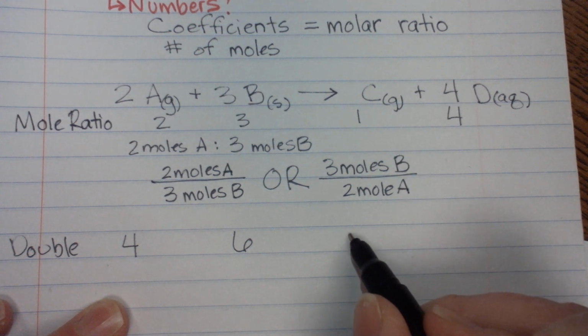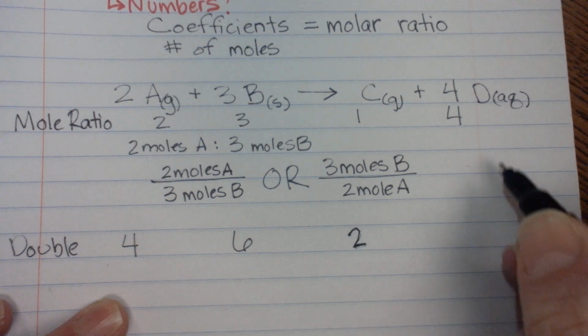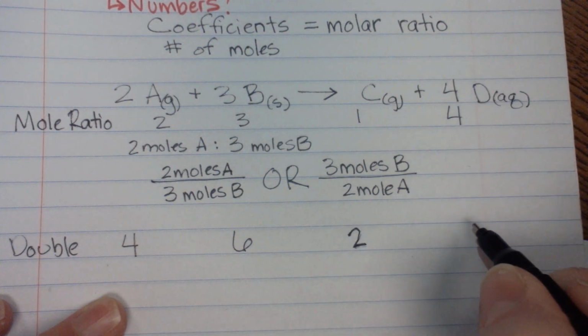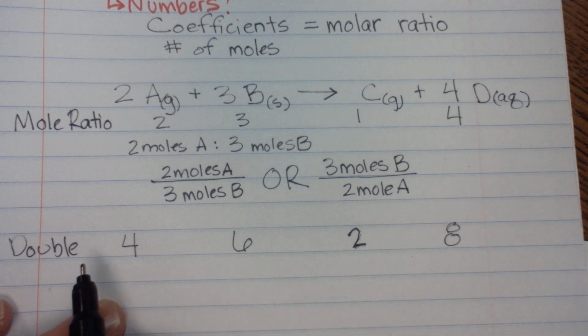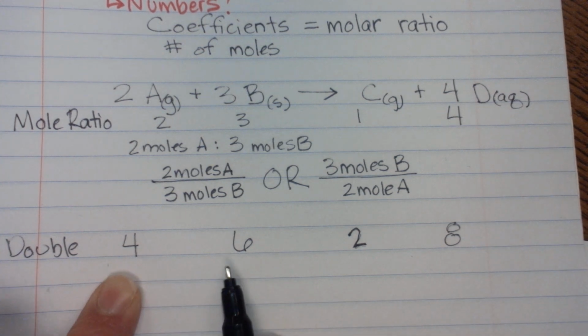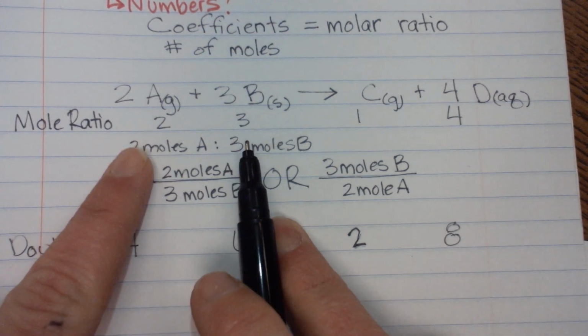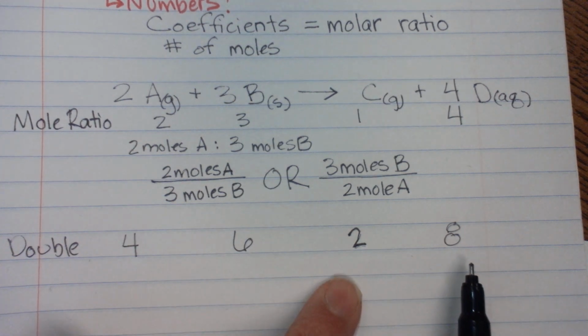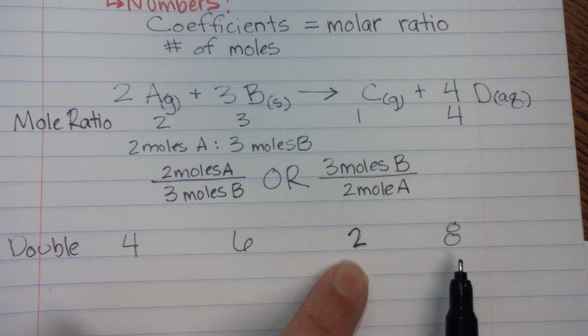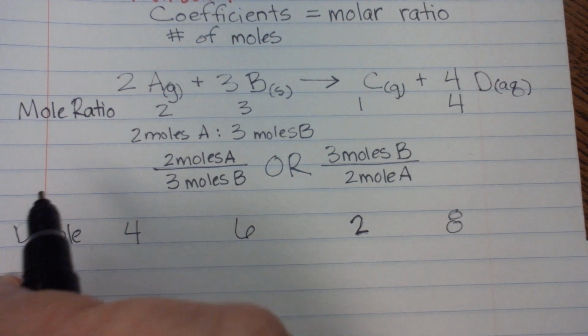Somebody whispered 2. How many moles of D would I come up with? 8, exactly. So if we have this ratio, 4 to 6, of reactants, then we're going to come up predictably with this ratio of products. Okay? We could also go the other way.